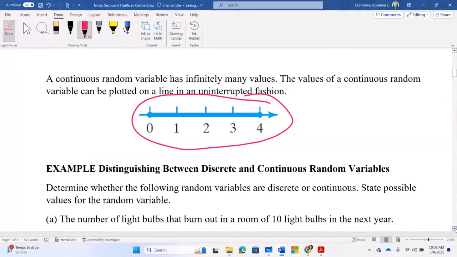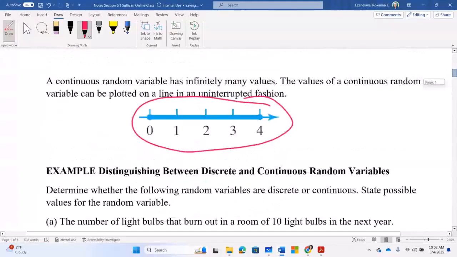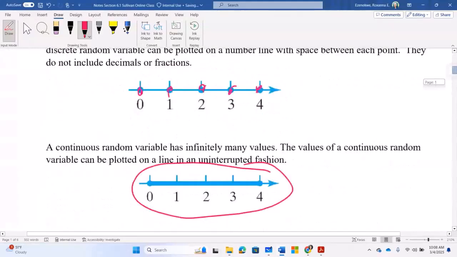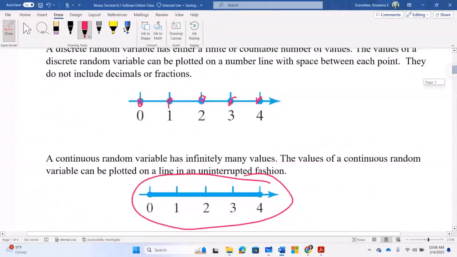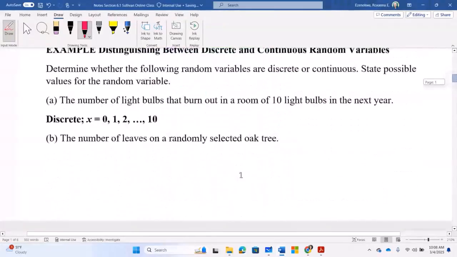All right, so distinguishing between discrete and continuous. So we are trying to distinguish. The first one is how to plot the points. If it is discrete, you plot dots only. If it is continuous, because it will contain decimals, then you can connect them. So I showed you the two lines. The first one is discrete, only dots. Second one is continuous, connected.